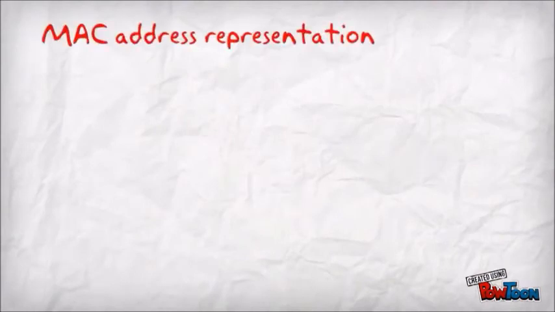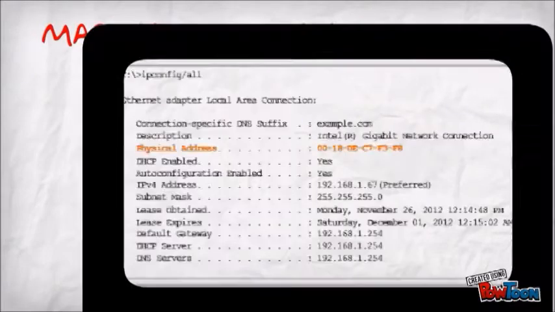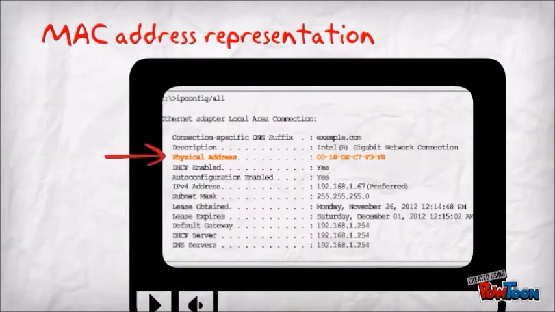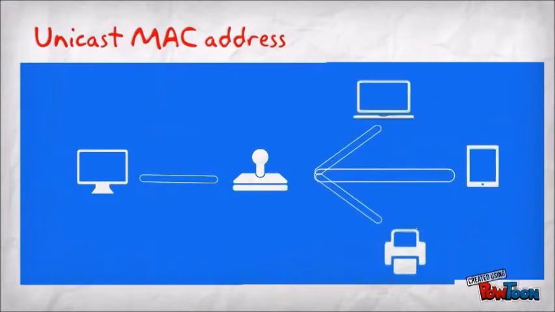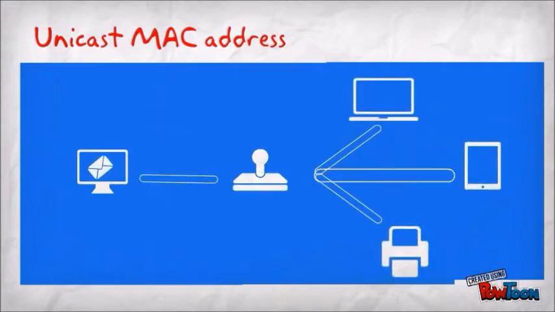MAC address representation. The ipconfig /all command can be used to identify the MAC address. For example, here. Unicast MAC address. A unicast MAC address is the unique address used when a frame is sent from a single transmitting device to a single destination device.